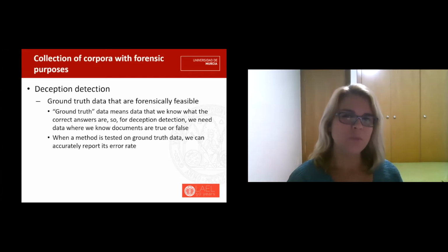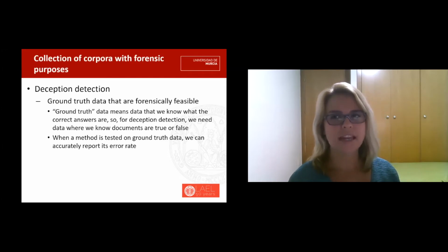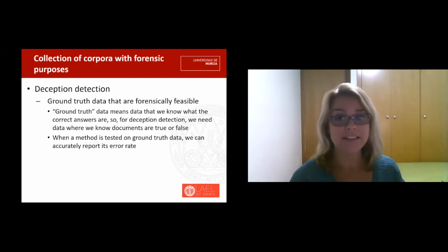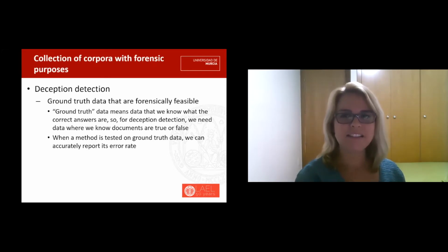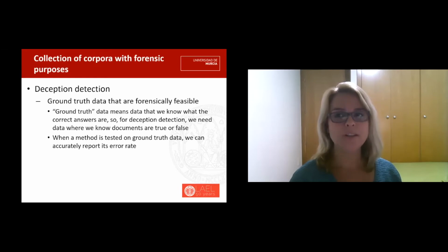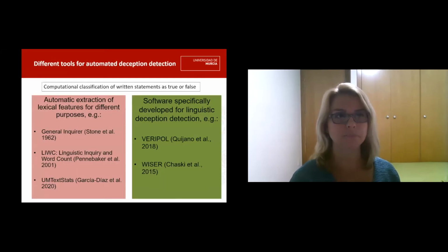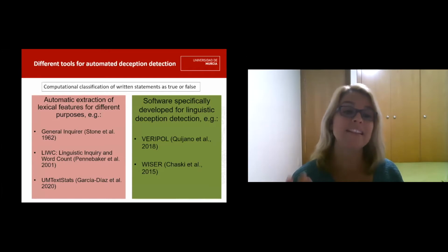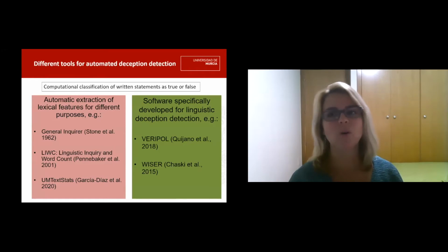Another important issue would be the importance of working on ground truth data that are forensically feasible. Ground truth data means data that we know what the correct answers are. So for deception detection, we need data where we know documents are true or false. When a method is tested on ground truth data, we can accurately report its error rate, and that is crucial in science. So within this corner, we'll review some tools for automated deception detection, or as I prefer to name it, computational classification of written statements as true or false.